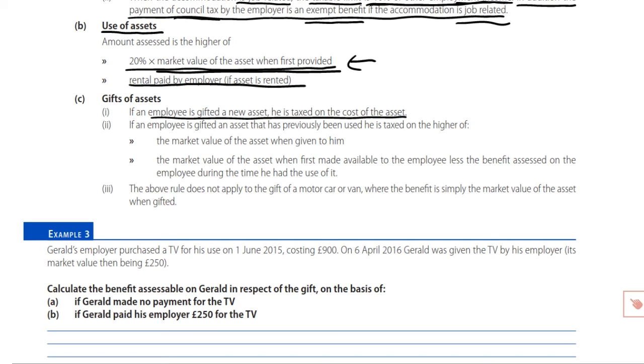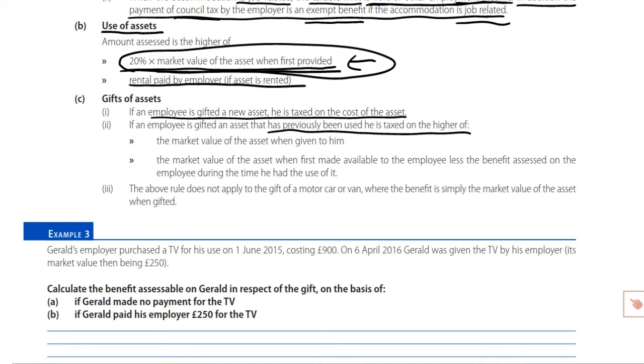If an employee is gifted an asset that has previously been used, then he's taxed on the higher of. Now, this is much more likely to be the object of any exam question. But initially, what was then still a company-owned asset was provided for the private use of the employee. And during the time that it was a company-owned, an employer-owned asset, we have used that rule, 20% of the market value when first provided to an employee.